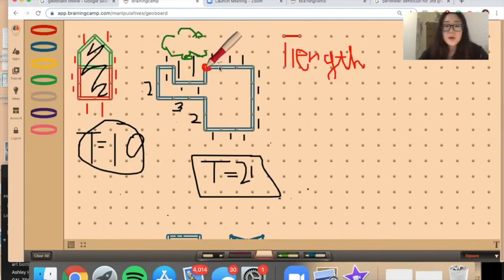So here we go. 1, 2, 3, 4, 5, 6, 7, 8, 9, 10, 11, 12, 13, 14, 15, 16, 17, 18, 19, 20, 21, and that's where I left off. However, we forgot to count, or actually I forgot to count, the peg that connects from here to here. And so that would make it 22. So the total perimeter is not 21. It is indeed 22.